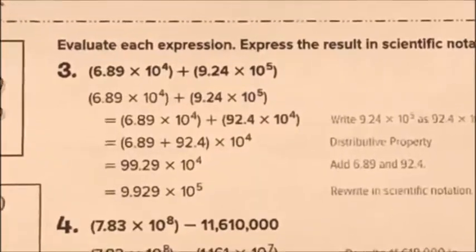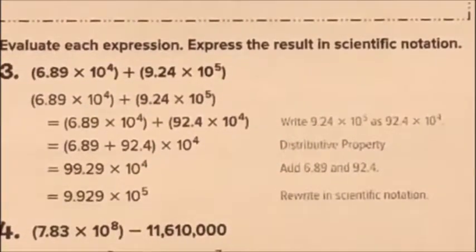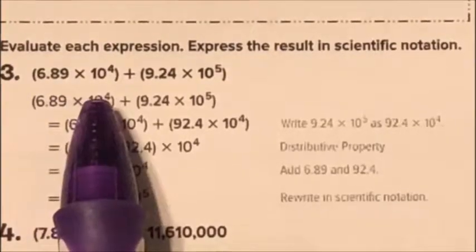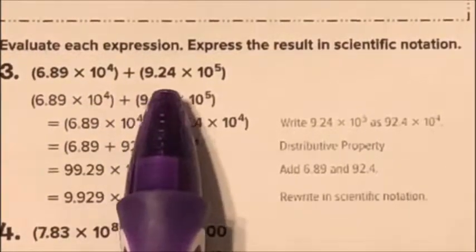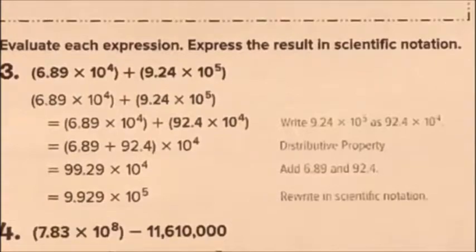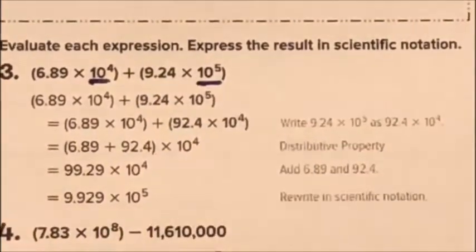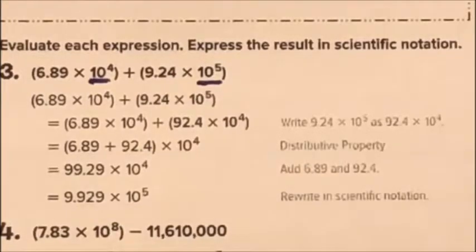Zoom in a little bit more, okay. So it says evaluate each expression, express the result in scientific notation. Okay, so I have 6.89 times 10 to the 4th plus 9.24 times 10 to the 5th. Notice that these are not the same place value. Okay, so the first thing that I need to do is change the place value for one of these. I'm going to change it for the larger number.